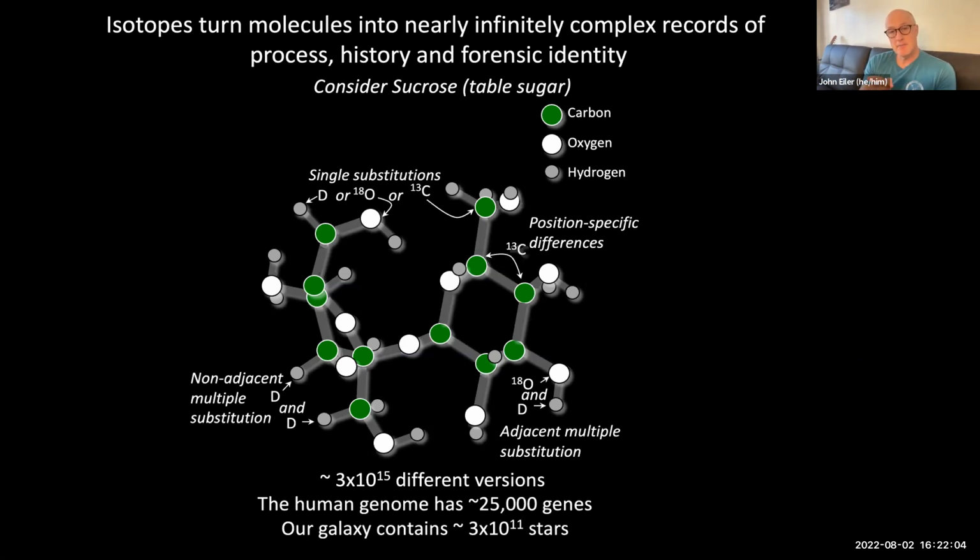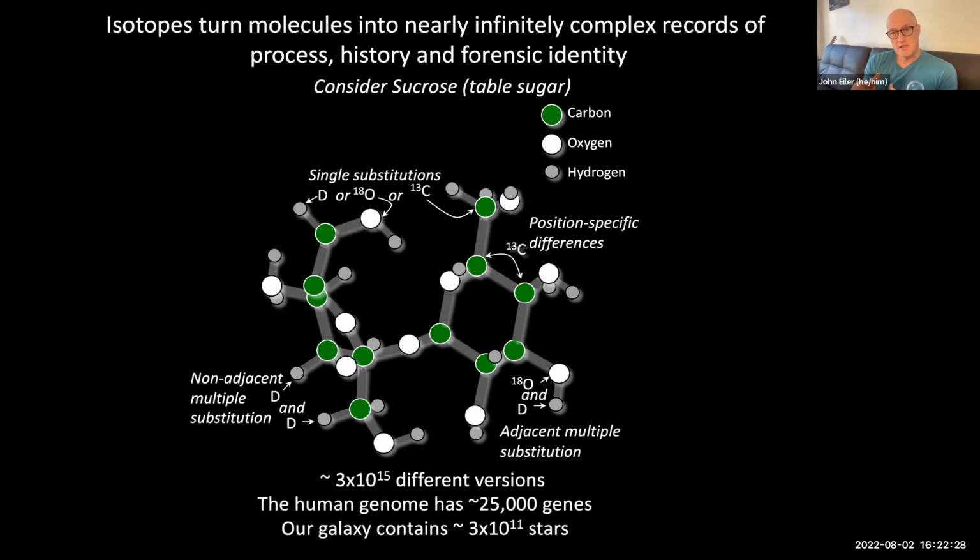And a key concept is that the physical properties, the chemical properties, the probability of being made for all of these isotopic forms, all these isotopologues, all of them are unique. And so every one of them is, in a sense, an independent vote, an independent record of the history of that molecule.